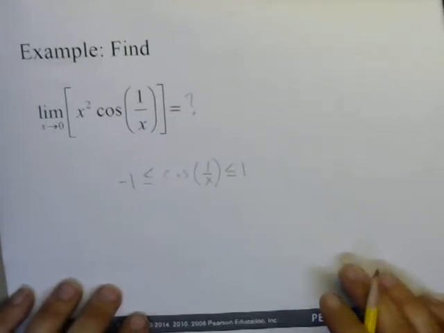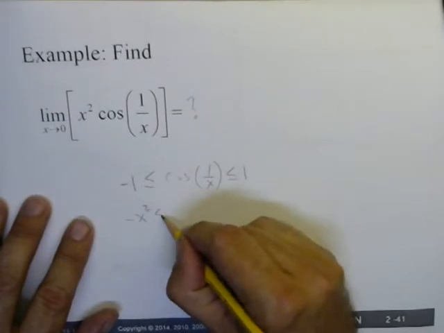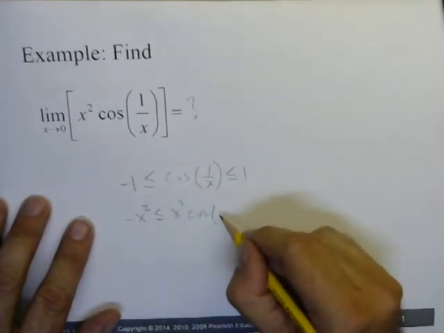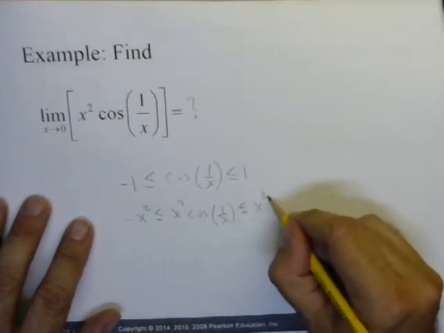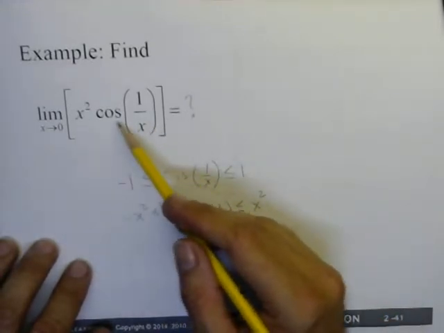And then, I want an x squared, so let's try multiplying everything by x squared. You might worry about having to flip the direction of the inequalities because I'm multiplying by something, but x squared is always positive, right? So I get that. Well, lo and behold, this is the function we're looking for.